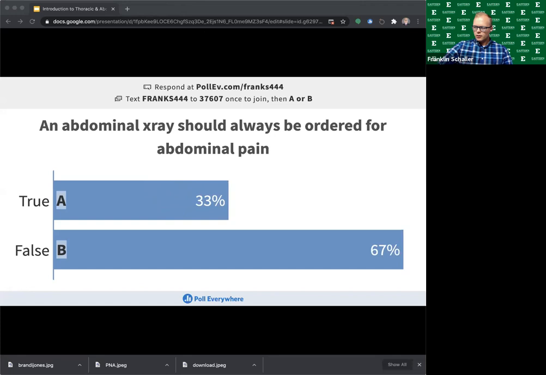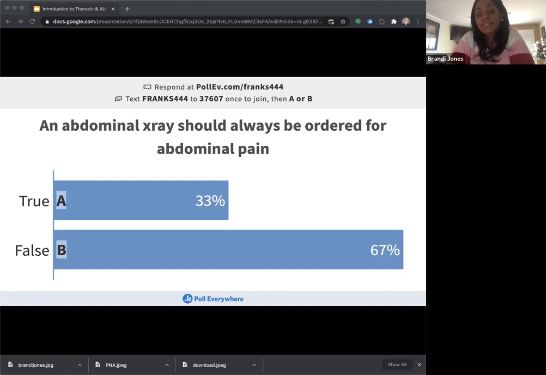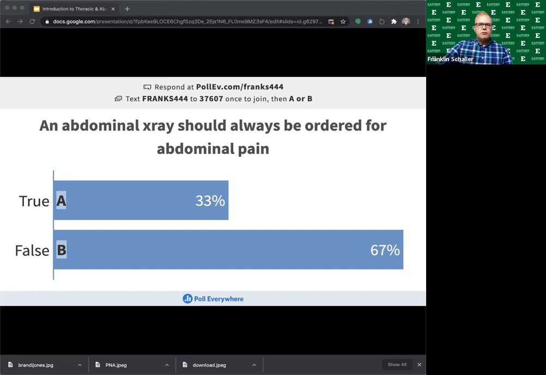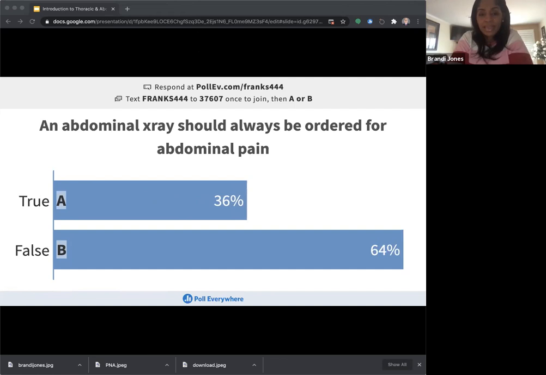Brandy, what do you think? Should an abdominal x-ray always be ordered for abdominal pain? Dr. Schaller, on that one, I would have to say that is false. Can you give me an example of where a patient has abdominal pain and you wouldn't necessarily order an abdominal x-ray? Well, a huge part of your examination for your patient is going to be your clinical skill.